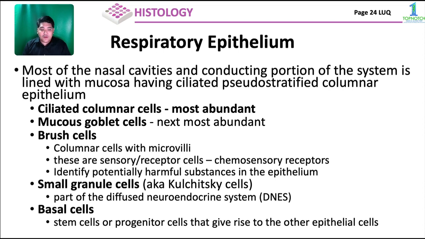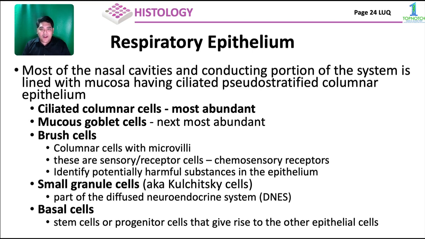Pinakamarami dyan yung ciliated columnar cells. Then, your mucous goblet cells. Then, you have your brush cells. These are columnar cells with microvilli. And these are sensory receptor cells, specifically your chemosensory receptor, which identify harmful substances in the epithelium.